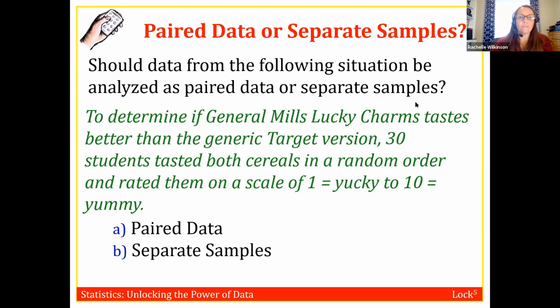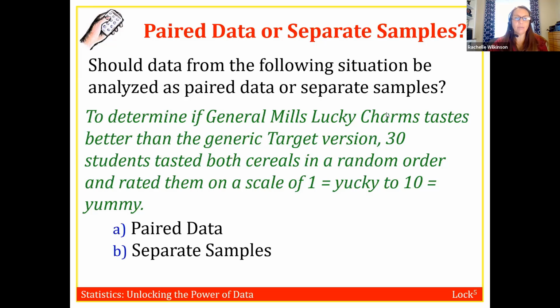All right, so for the first one here, to determine if General Mills Lucky Charms tastes better than the generic Target version, 30 students tasted both cereals in a random order and they rated them on a scale of 1 equals yucky to 10 equals yummy. So do you think this is A, paired data, or B, separate samples?